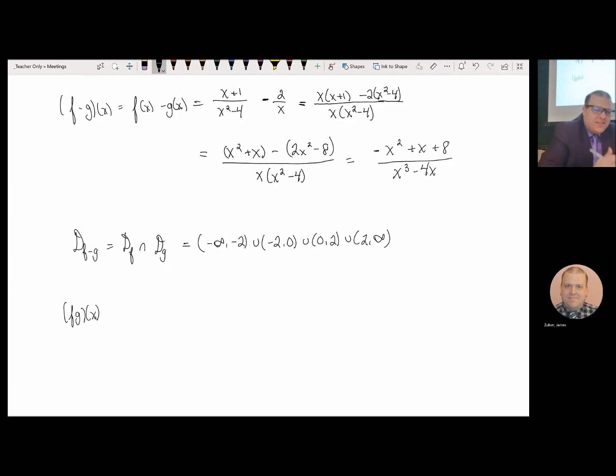So f times g of x, also written f dot g, right? Have to be careful though if you're going to use that dot, because you don't want it to look like a minus and you want to make sure it's filled in. Because if it's not filled in, that's something completely different, as we're going to see.